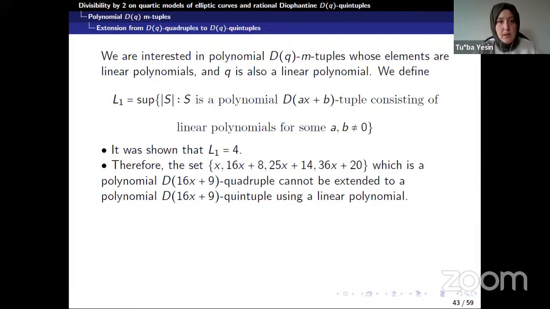What do we know about these? We will be interested in the polynomial D(q)-m-tuples whose elements are linear polynomials, and q is also a linear polynomial. Now we can define L1. This is the supremum of the cardinality of S, where S is a polynomial D(aX+b)-triple consisting of linear polynomials for some a, b. And we know that it was shown that the supremum is 4. So that means if we have a polynomial D(q)-quadruple, which is here, this cannot be extended to a D(16x+9)-quintuple by using a linear polynomial.